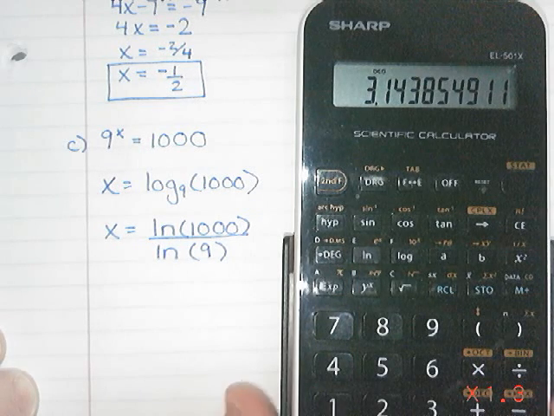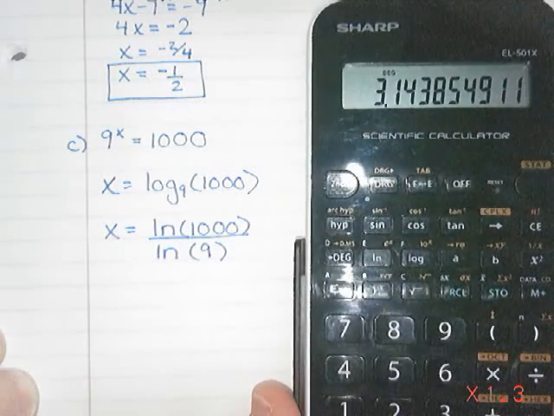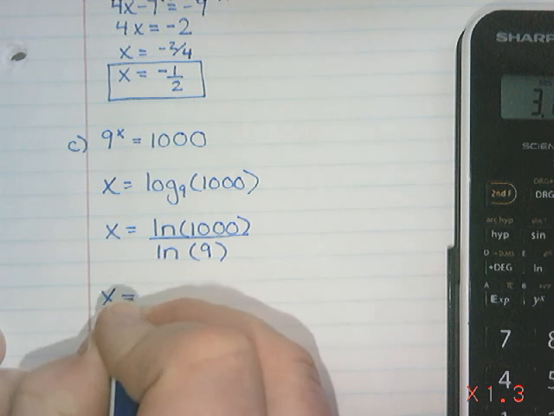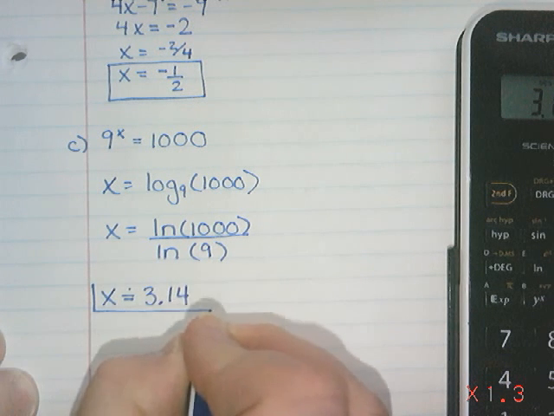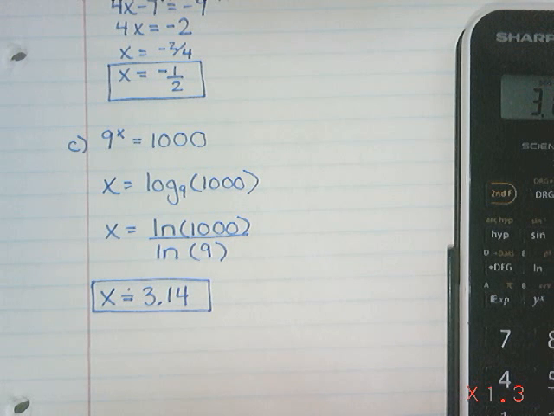All right, that looks a little bit like pi, but not quite. So I have 3.143, which is roughly 3.14. And this one did say that it was okay to round. All right, and that's it for our exponential function review.